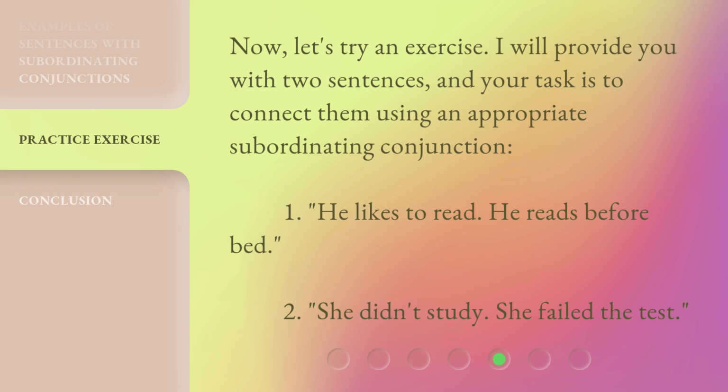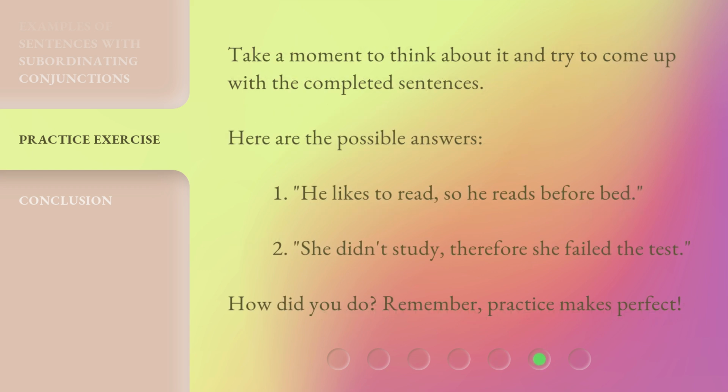Now, let's try an exercise. I will provide you with two sentences, and your task is to connect them using an appropriate subordinating conjunction. 1. He likes to read. He reads before bed. 2. She didn't study. She failed the test. Take a moment to think about it and try to come up with the completed sentences.